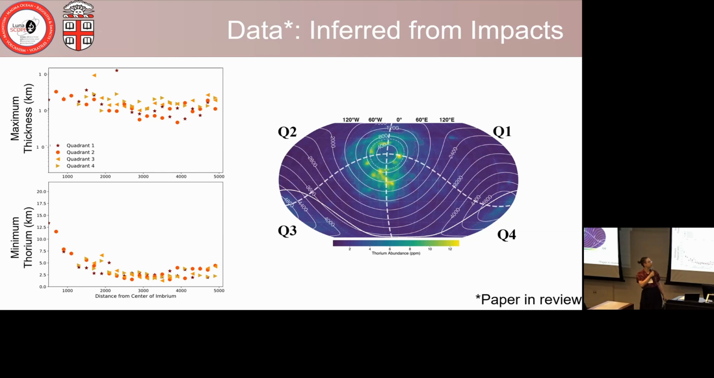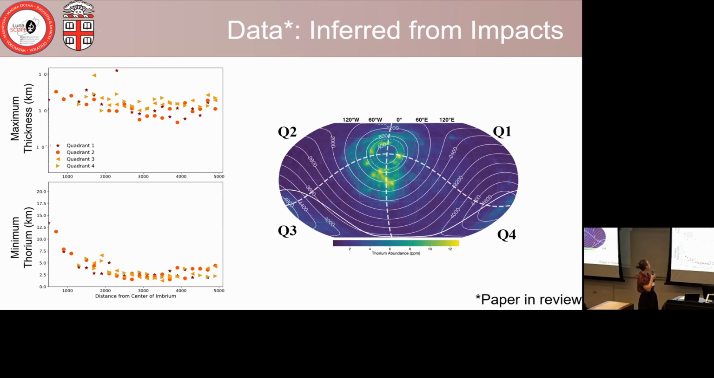I have divided the lunar surface into these four quadrants centered on Imbrium. So in all of my plots, you will see four different symbols. They each correspond to one of these quadrants. This is so I can more accurately find regional trends that happen as a function of distance from Imbrium, as opposed to them just getting averaged out into one big global average.